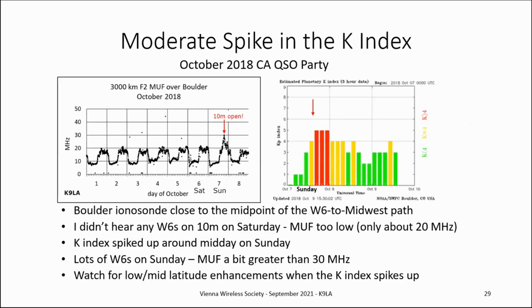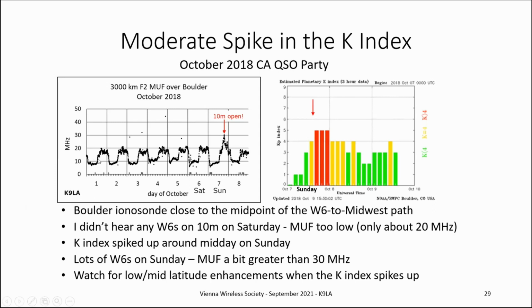Okay, here's what a moderate spike in the K index can do. This is, like I said, the October 2018 California QSO party. From the Midwest to California, the Boulder ionosphere was about right at the midpoint of the path, so it's a great indicator of what's going on. And here's the Boulder data.